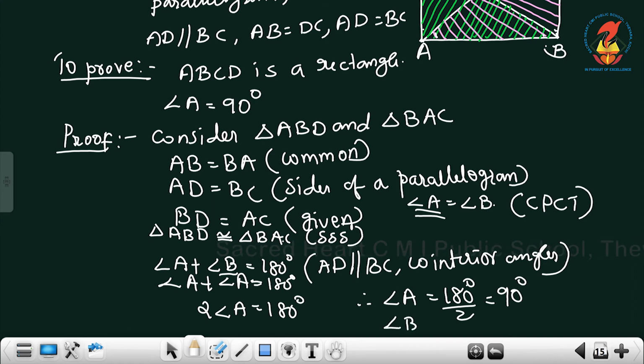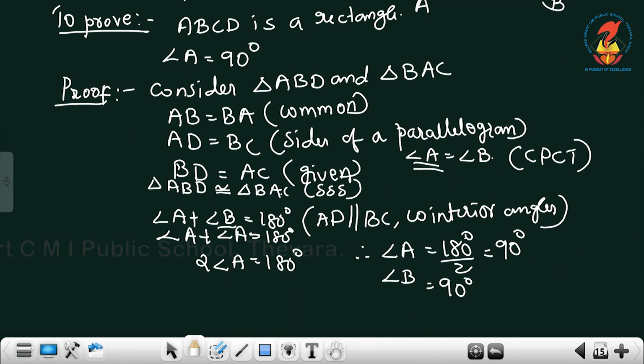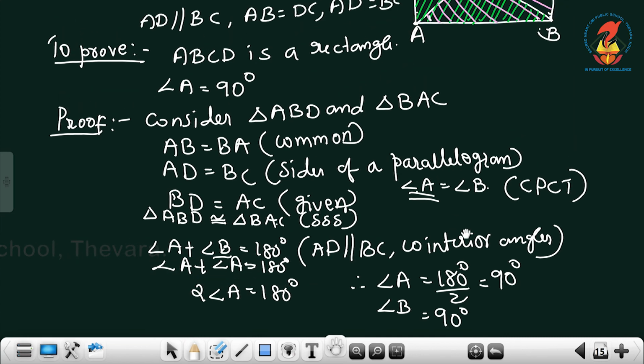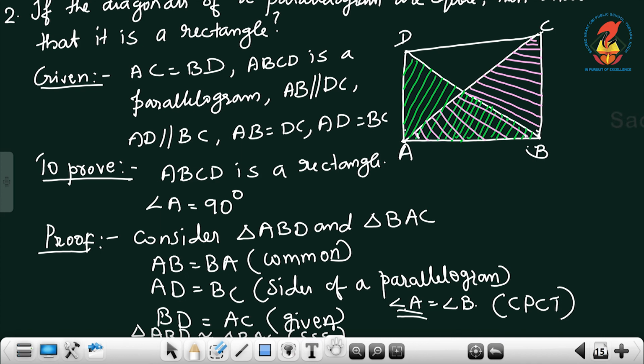Therefore, angle B is also 90 degrees because angle A equal to angle B. Here in this figure, angle A equal to 90 degrees and angle B also 90 degrees. That means ABCD is a rectangle. AD equal to BC, AB equal to DC, this is a parallelogram. We already proved that angle A equal to 90 degrees and angle B also 90 degrees. Similarly, we can prove that angle C and angle D are also 90 degrees. Then we can write that ABCD is a rectangle.